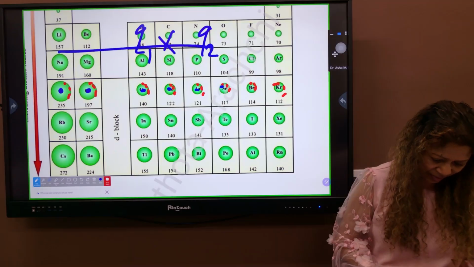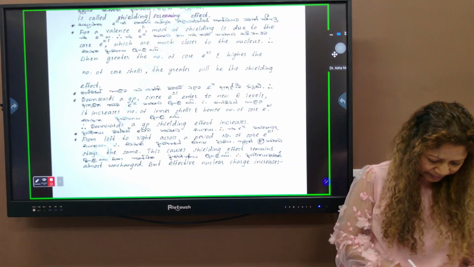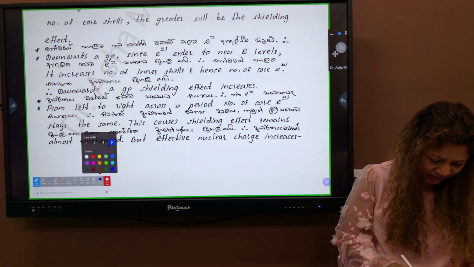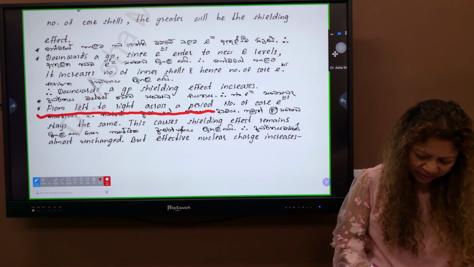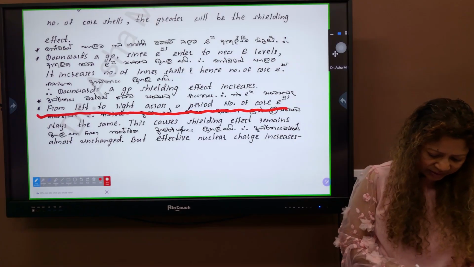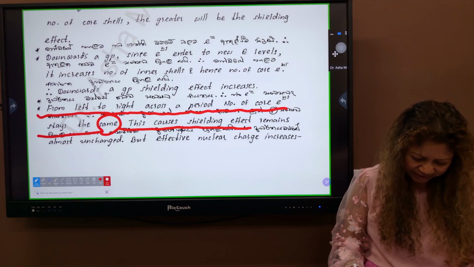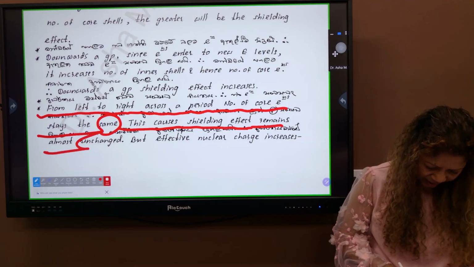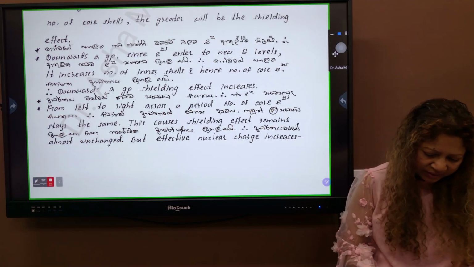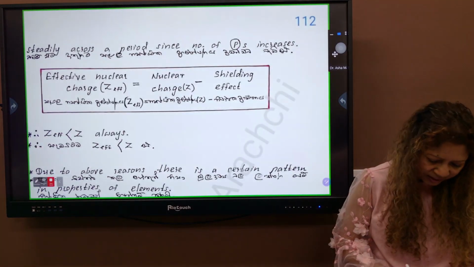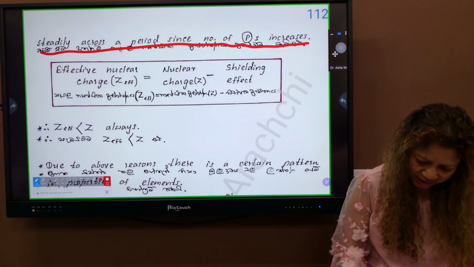Okay, let me go back to that part. This is the part that we were talking about here. Let's read this together again. From left to right, across the period, number of core electrons stays the same. This causes shielding effect to remain almost unchanged, but effective nuclear charge increases steadily across the period since number of protons increases.